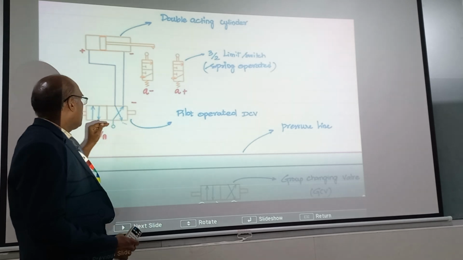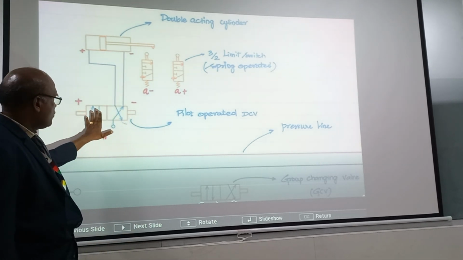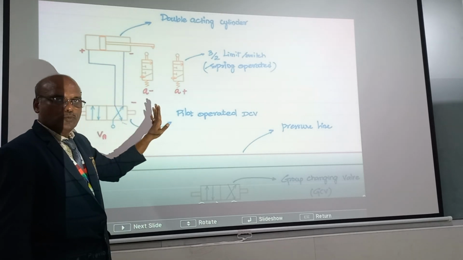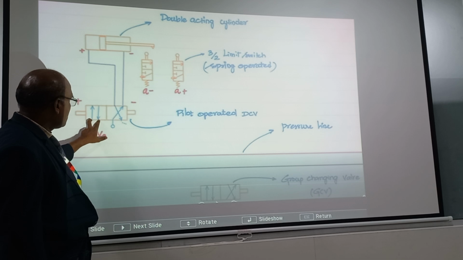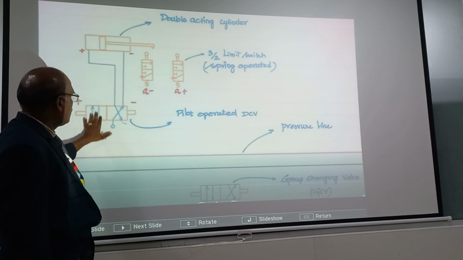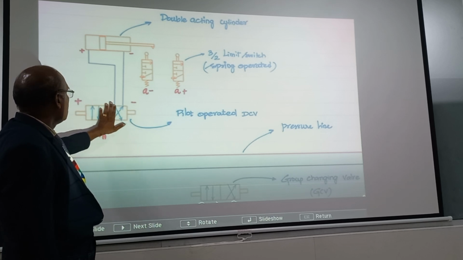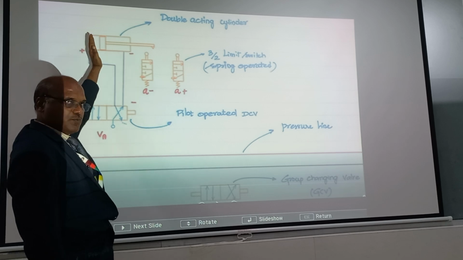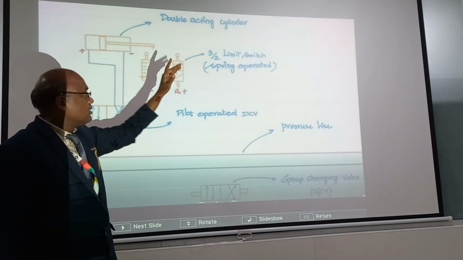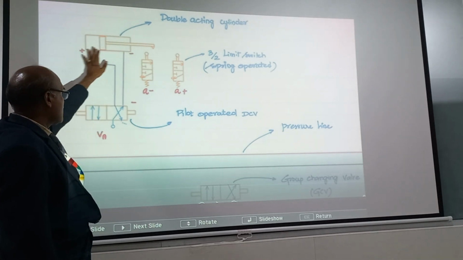Then we have a direction control valve. This is a 4x2 direction control valve. 4x2 means 4 ports and 2 positions. 4 ports means 1, 2, 3, 4. So there are 4 ways to move the fluid out and in, and it can operate in 2 positions. On the cylinder, plus and minus refer to this: if you send high pressure fluid here, the cylinder will extend. If you send high pressure fluid here, the cylinder will retract. That's the meaning of plus and minus.